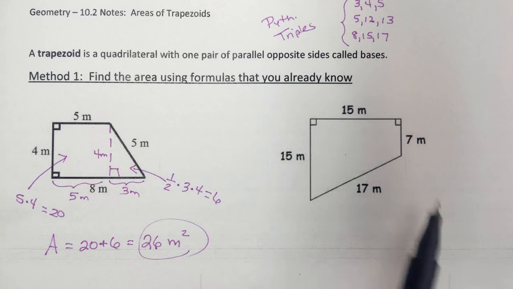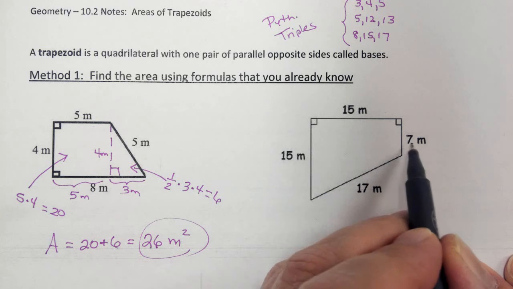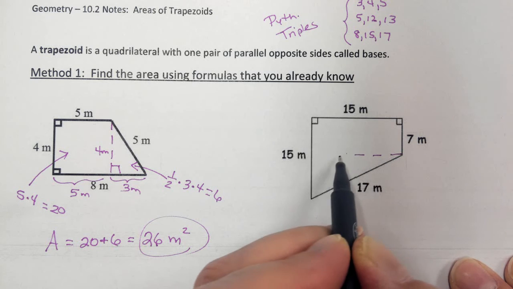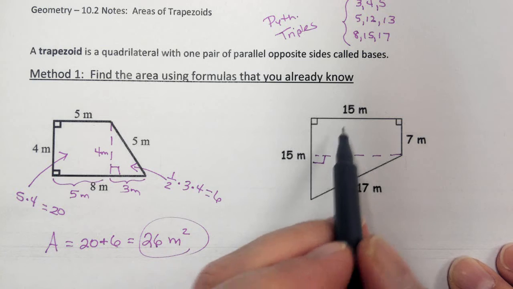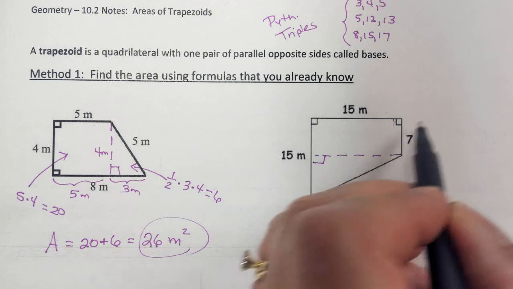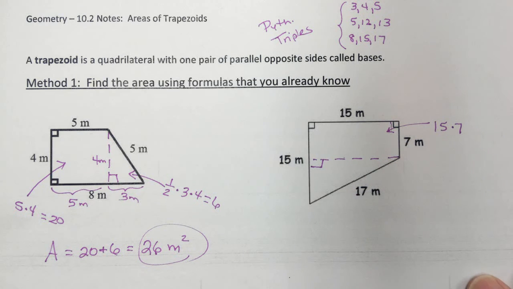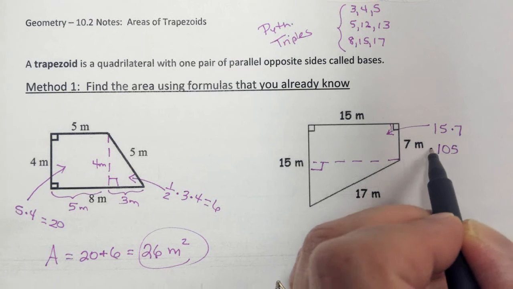Okay, the next one is turned sideways. Still a trapezoid, one pair of parallel sides, and if we chop this one up into a triangle and a rectangle, the rectangle is 15 by 7, so its area is 15 times 7. If you need a calculator for that one, then by all means pick up your calculator and do 15 times 7. If you can do that without a calculator, that's even better, but it actually turns out to be 105.